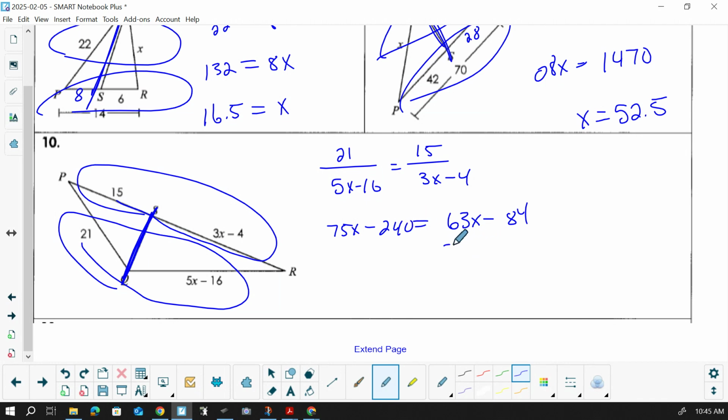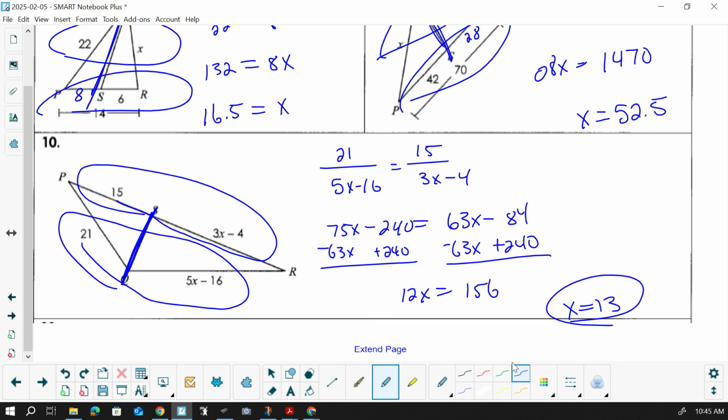Subtract 63 from both sides. Add 240 to both sides. And we get, on one side, we get 12x. And 240, negative 84, that'd be 156. Divide both sides by 12, and we get x equals 13. Okay, 2 questions left.